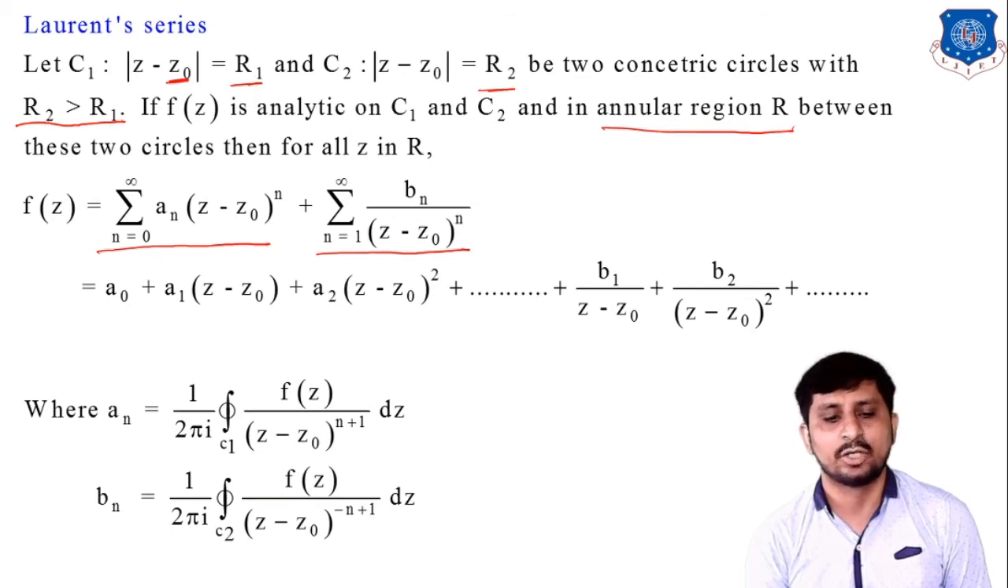The value of an and bn, you can see, is: an is 1 upon 2 pi i integration over the contour C1 of f of z upon z minus z0 raised to n plus 1 dz, and the value of bn is 1 upon 2 pi i integration over the contour C2 of f of z upon z minus z0 raised to minus n plus 1 dz. We will not use these two values right now, but just try to remember.